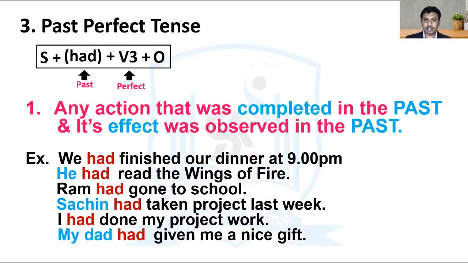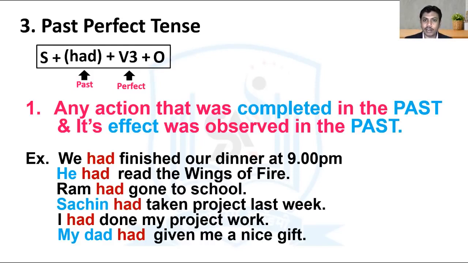Sachin had taken the project last week. Now, if you ask, Sachin, why didn't you take the project? Could you please tell me the reason? What will Sachin tell? Sachin will tell, sir, I already had taken the project. I was occupied. So the action of taking the project was completed. Its effect was observed, and that is why you use past perfect tense. Okay. So it is completely opposite of present perfect tense.